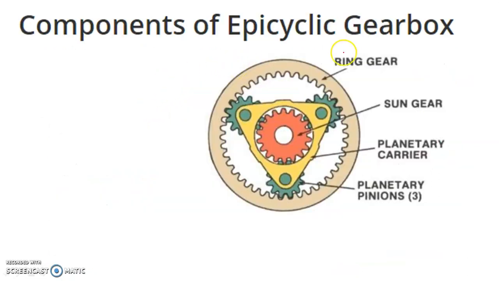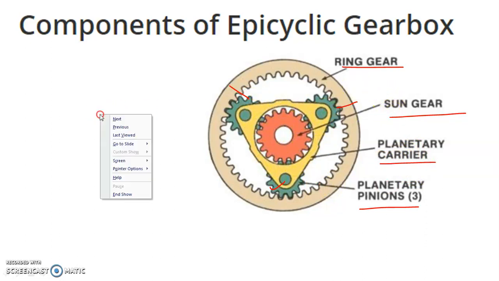So these are the components of the epicyclic gearbox. Outer, there is a ring gear. At the center, you will see the sun gear. After that, planetary pinions 1, 2, and 3, and they are in connection with the planetary carrier. So these are the components of the epicyclic gearbox.